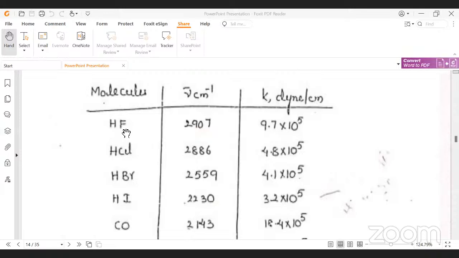Hydrogen has a small size, and fluorine also has a small size. But fluorine has high electronegativity. High electronegativity means the bond length between hydrogen and fluorine is very small compared to HCl and HBr. If the bond distance is very small, the force constant is also very high.